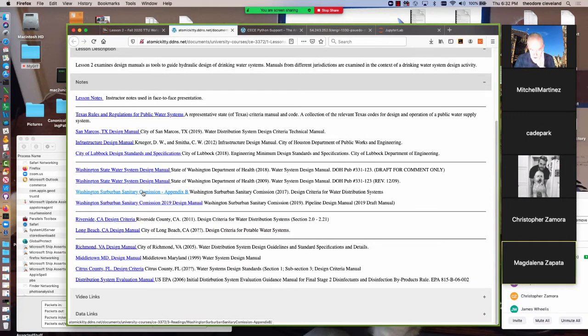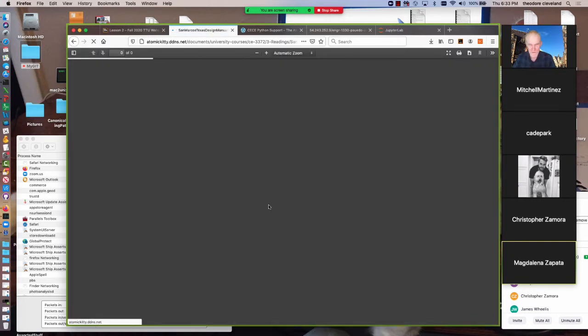There are quite a lot of links here. These are manuals that I selected off the internet, and they represent varying degrees of elaborateness, for lack of a better word. Some of them are quite long. For example, the Infrastructure Design Manual in Houston is around 400 pages. The San Marcos Design Manual for Water Distribution Systems is, I think, 35 pages, we'll know in a second.